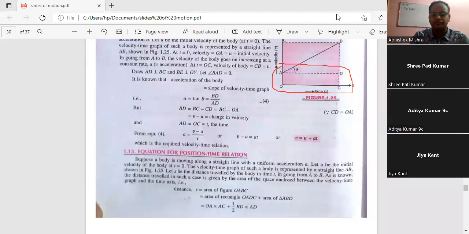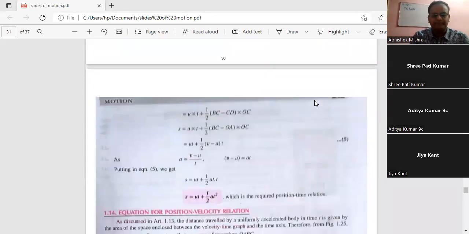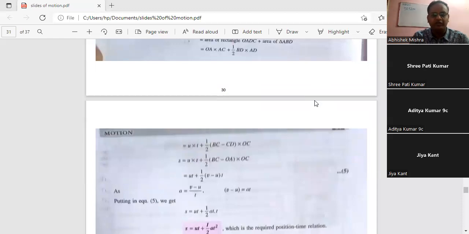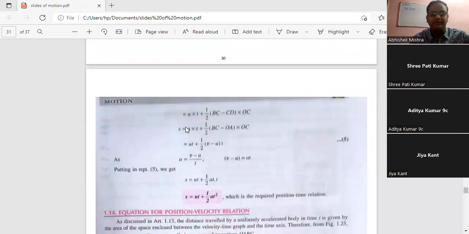This formula we have already done in today's class also. Now we will be moving towards putting the values. OA into AC is equal to the initial velocity U into T, and BD. BD definitely, again, we are coming to the same point. BD will be BC minus CD, and AD definitely will be equivalent to OC. Now again, BC minus CD is equivalent to OA into OC, and now put the values.